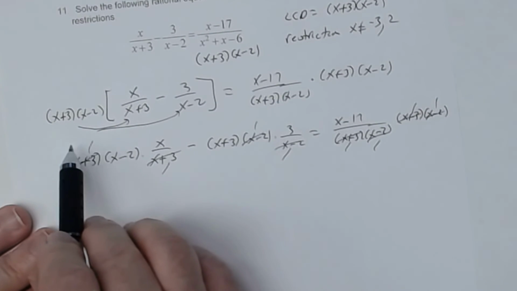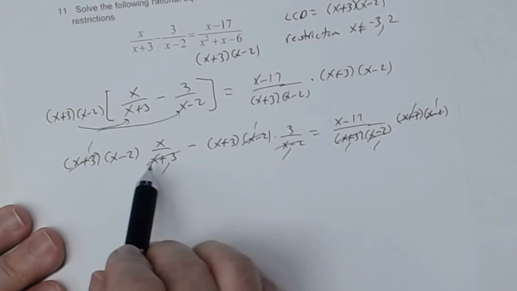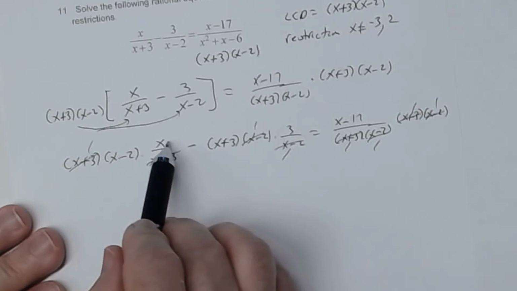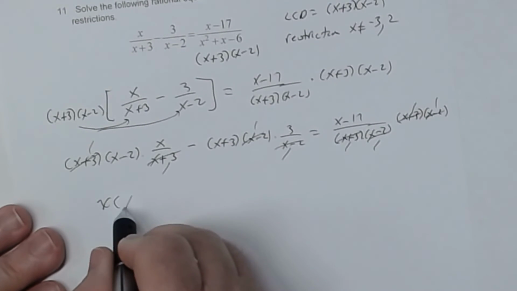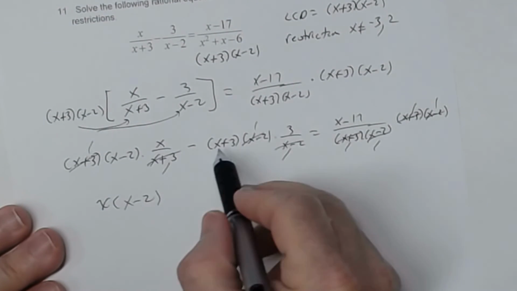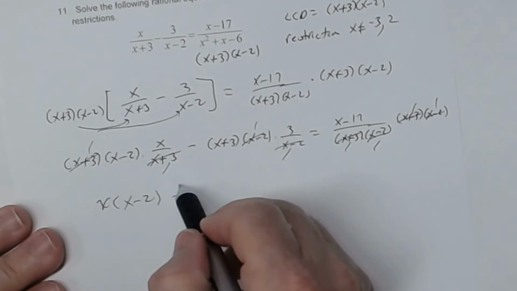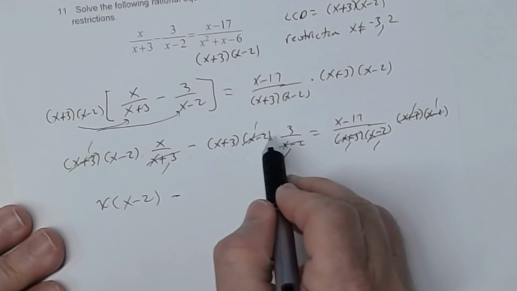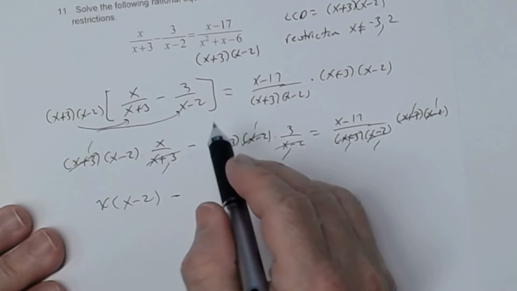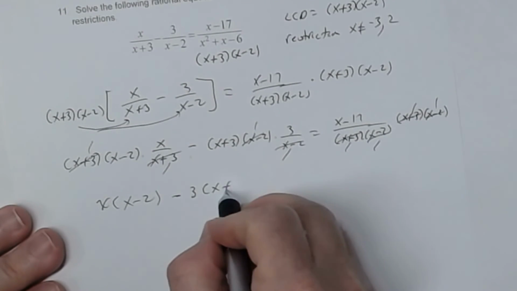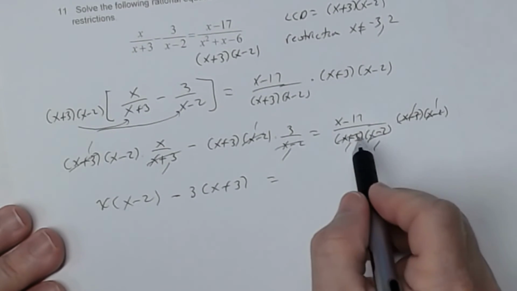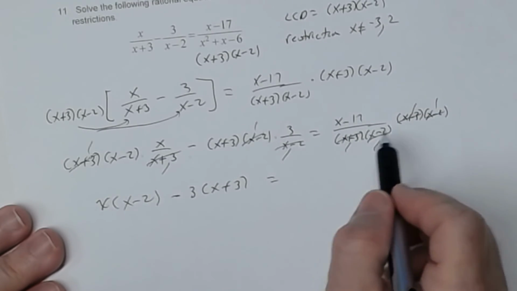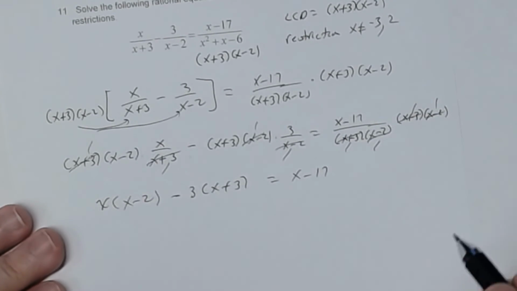So I have 1 times this monomial x, the monomial factor here is x. I'm going to put x in front. So I get x times x minus 2. Over here, don't forget you're subtracting, you have x plus 3 times 1 times 3. So 1 times 3 is 3, so I'm going to put the 3 in front. So I get minus 3 times x plus 3 equal. And then here you have x minus 17 times 1, which is just x minus 17.